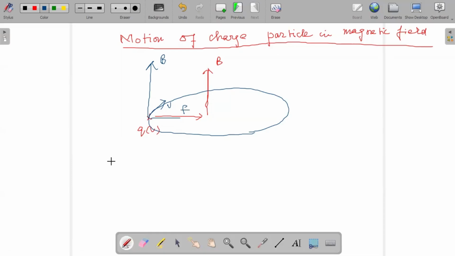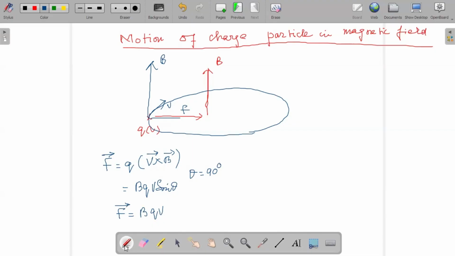We know the formula: force on a charged particle due to a magnetic field is Q into V cross B. This is the direction of the force. V is perpendicular to B, and the force is in the direction of V cross B. When you expand, it can be written as BQV sin theta. The angle between velocity and magnetic field is 90 degrees. The force will be BQV, which is the direction of the force.